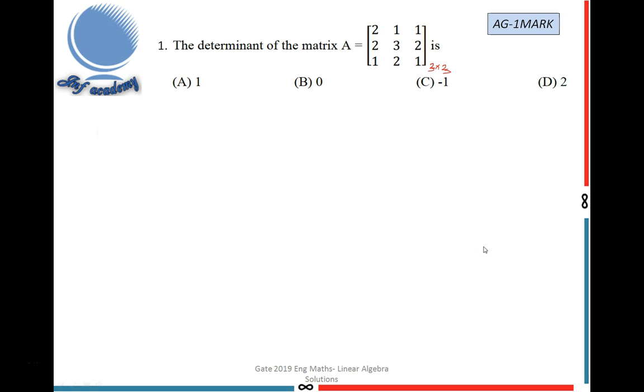Hello everyone. In this video, let us discuss the solution of some problems which are taken from GATE 2019 Engineering Mathematics questions related to the topic linear algebra, particularly matrices and determinant concepts. The needed definitions and concepts for solving these problems are explained in the matrices and determinant concept video.